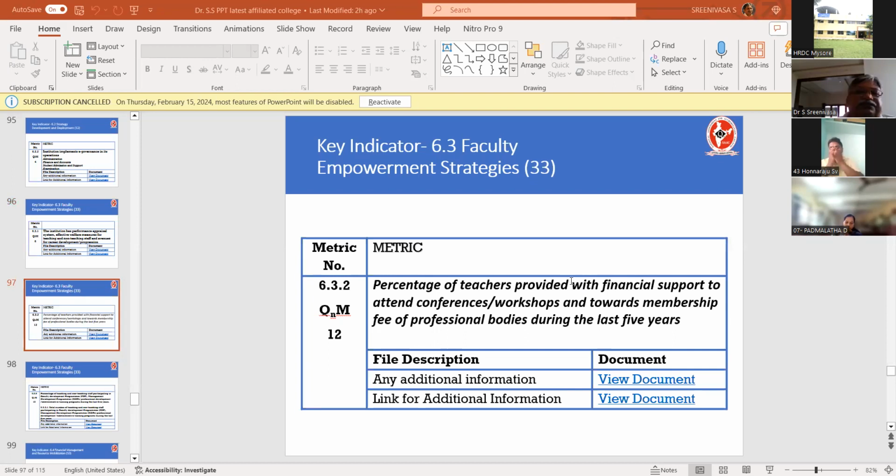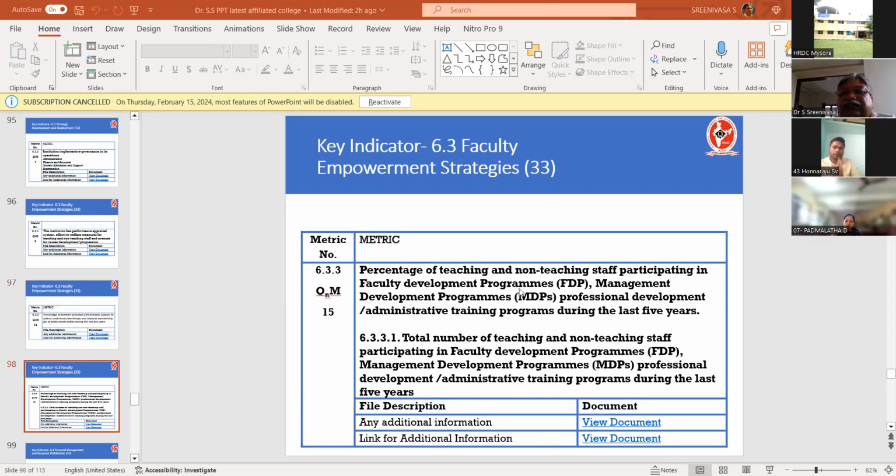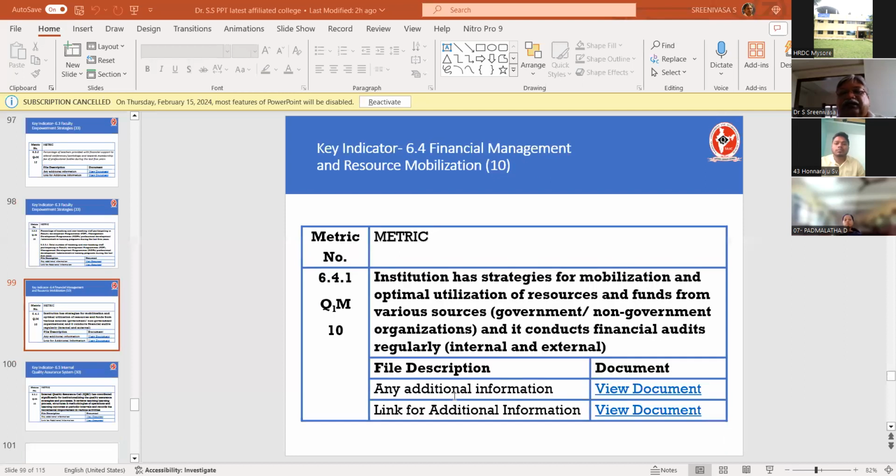That is the question: percentage of teachers and non-teaching staff participating in the faculty development FDP program. Whether you are conducting the FDP program, how many teachers are participating, how these things are going. Okay. Institution has strategies for mobilization of optimal utilization of the resource and funds. How you are generating the revenue.